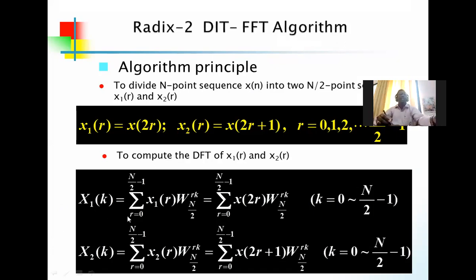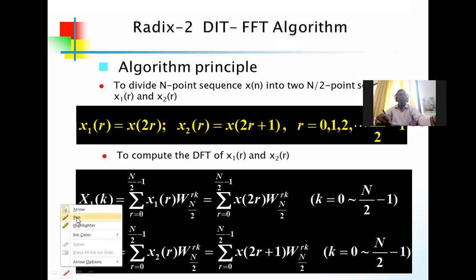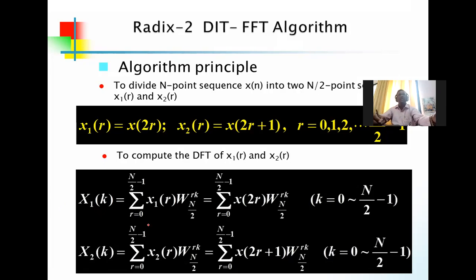यहाँ पे x1 of k equals, we know the formula, sum over r equals 0 to N by 2 minus 1 of x1 of r W N by 2 to the power rk, which equals the sum over r equals 0 to N by 2 minus 1 of x of 2r, as I have assumed this is the even function, W N by 2 to the power rk, where the value of k is 0 to N by 2 minus 1. Why am I taking this N by 2 minus 1? If it is an 8-point value, तो इसमें हमें 4 सैंपल चाहिए और इसमें 4 सैंपल चाहिए. So I am taking up to the 4-point value.